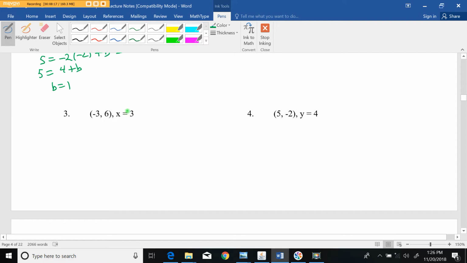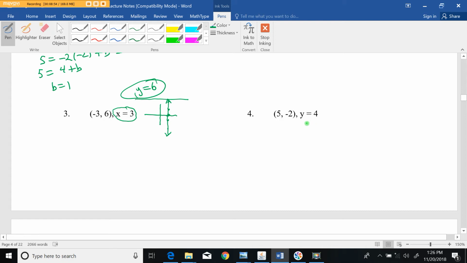Let's talk about this one. Okay, so this one right here, x equals 3. That's a vertical line. It goes through 3, 0, 3, 1, 3, 2, 3, minus 1, 3, minus 2. I think I said horizontal, I meant vertical. Sorry about that. We're looking for something that's perpendicular to this. That's a vertical line, so we're looking for a horizontal line that goes through negative 3, 6. So this thing's up here somewhere. And these will have the form y equals, and it needs to be y equals 6. That's done.